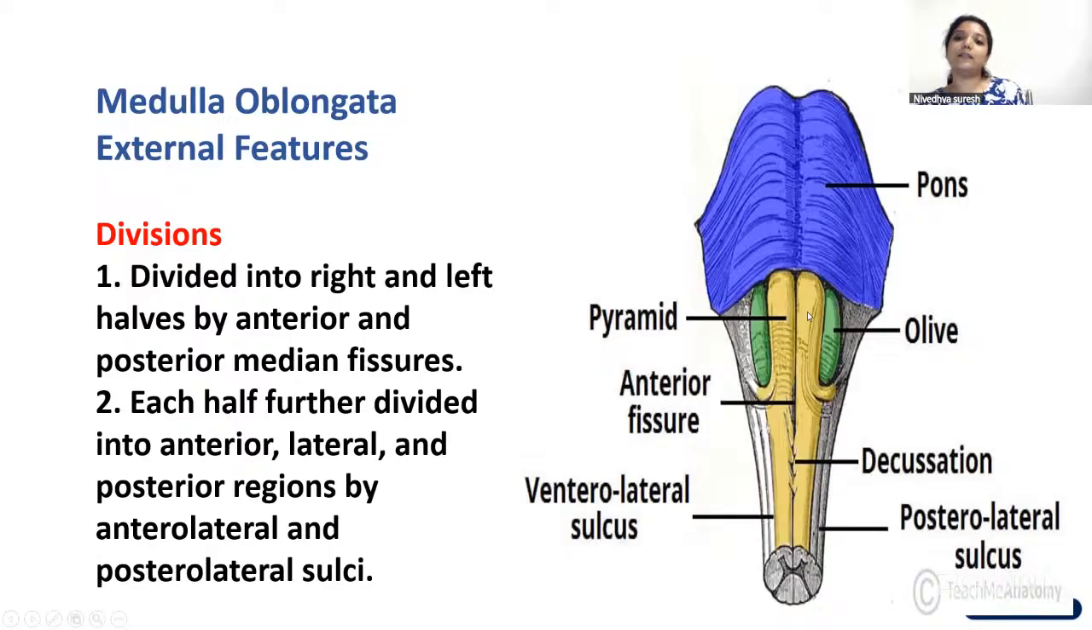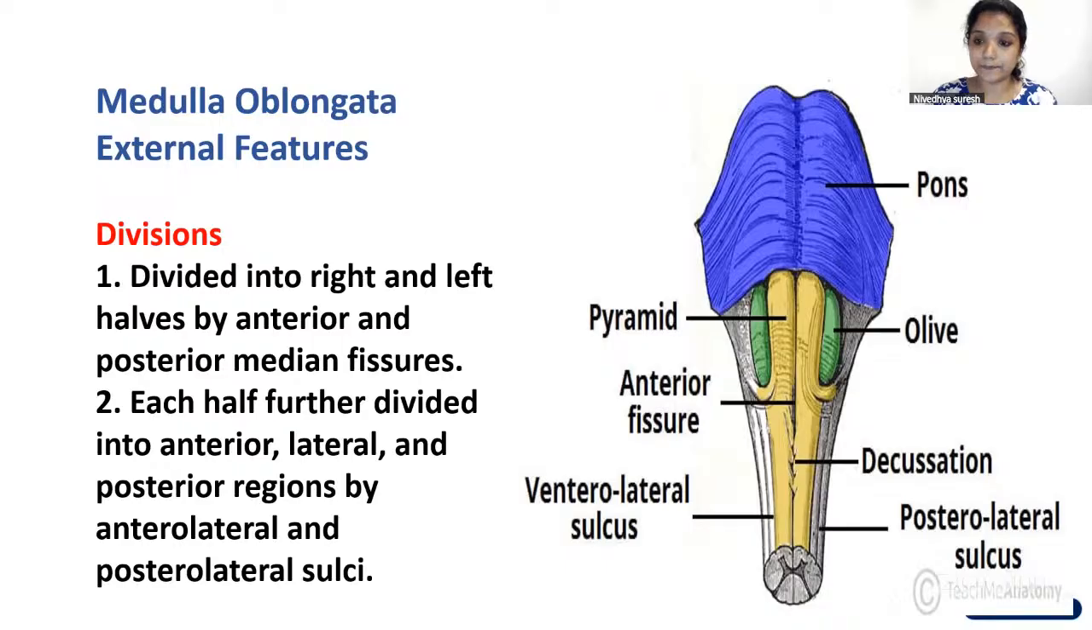The pyramid is nothing but the longitudinal elevation seen on either side of the anterior median fissure. This is the anterior median fissure, and on either side of it you can see the pyramid. This is called the pyramid. And next is the olive. This yellow colored part is the pyramid, and this green colored region is called the olive.